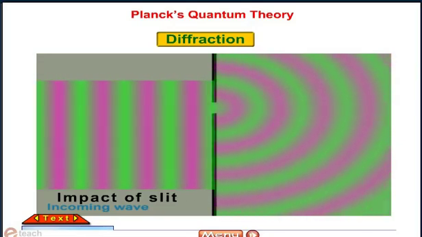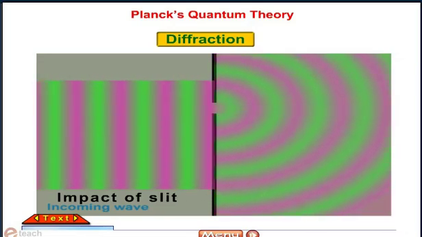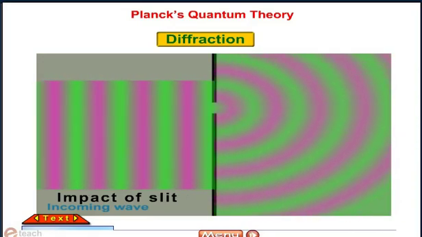Structure of an atom. Planck's quantum theory. The animation here shows diffraction.